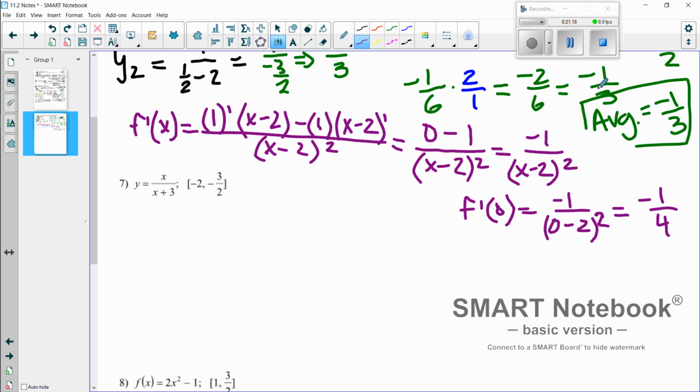So your instantaneous rate of change, if you want to denote it, equals negative 1 over 4. Okay, so we got both of them, and we're done. And that's exactly what we're going to be doing in 7 and 8.